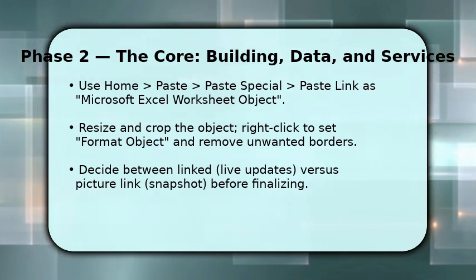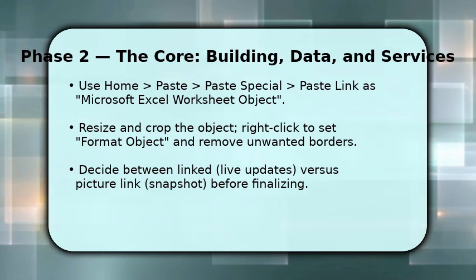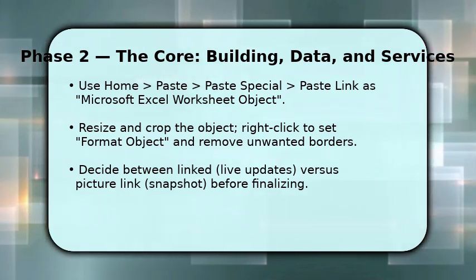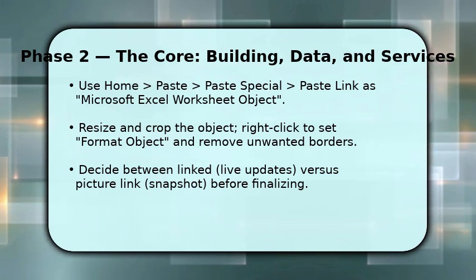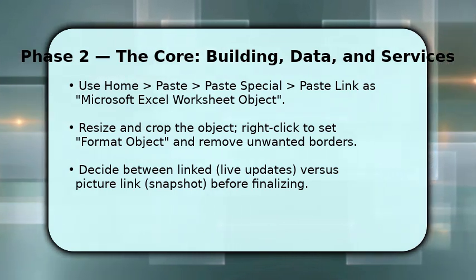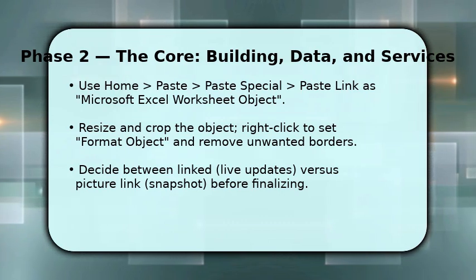After pasting, resize and position the object, then right-click to format and hide borders or grid lines. This step controls appearance and preserves the live data flow. So make choices now to avoid rework later.